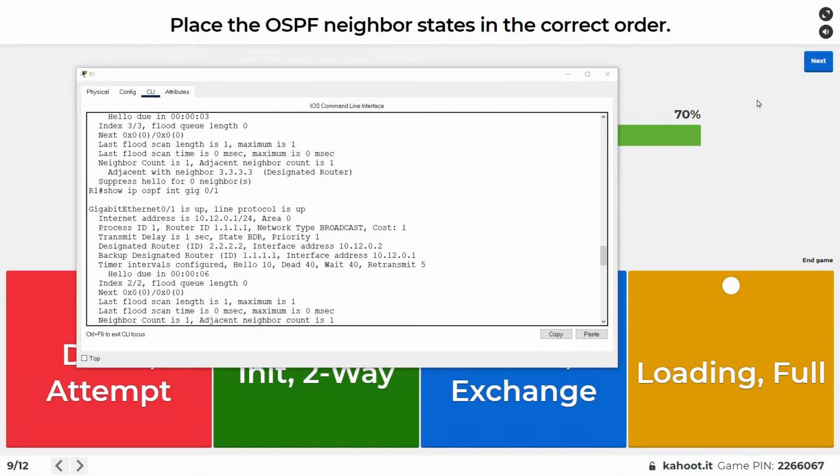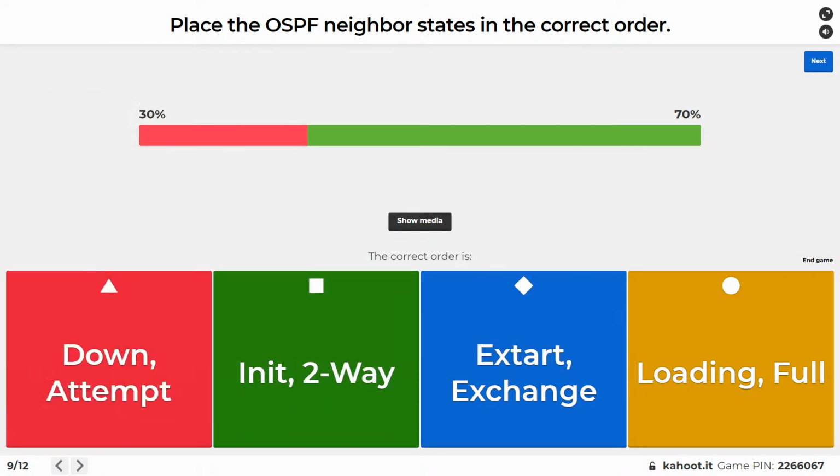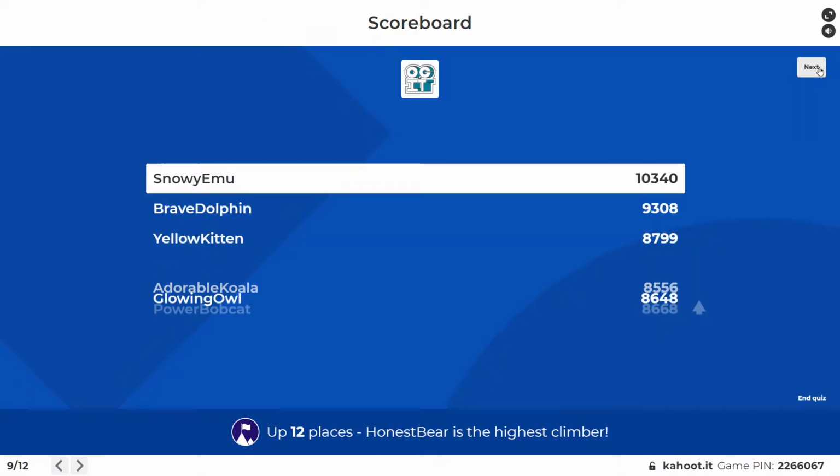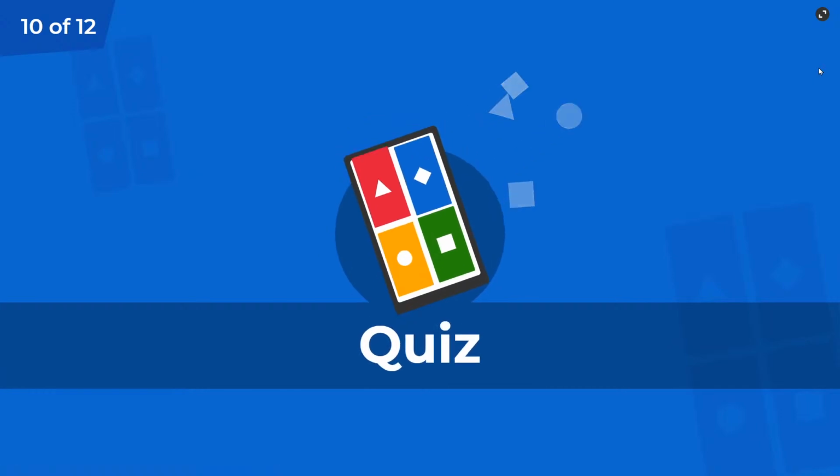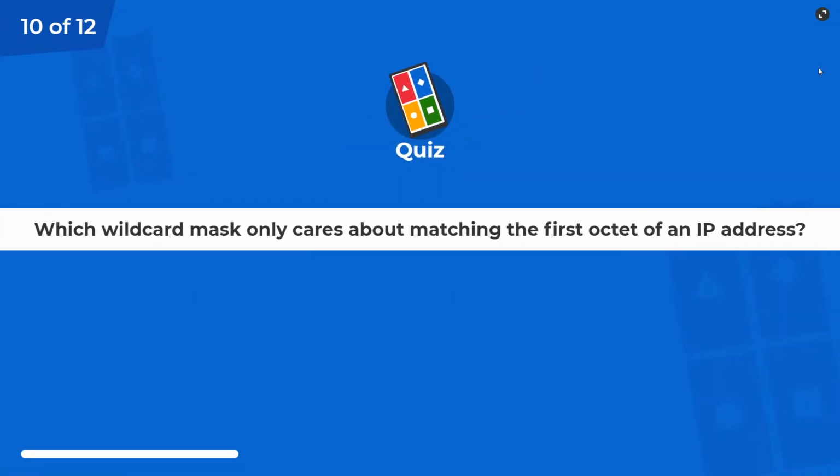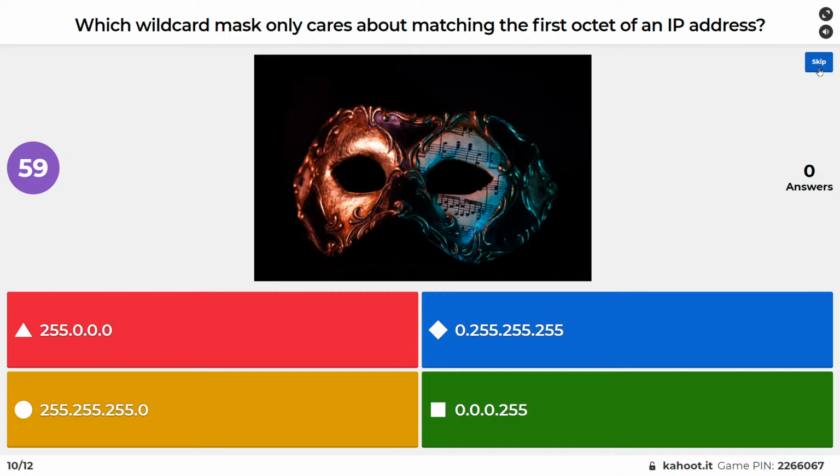All right, let me clear that off and let me move that out of the way. Thanks for spending some time with me today. We have just a few questions to go. So on the top, we still have Snowy Emu. Refuses to be moved. Nice. Here's question 10 of 12. Which wildcard mask only cares about matching on the very first octet of an IP address?